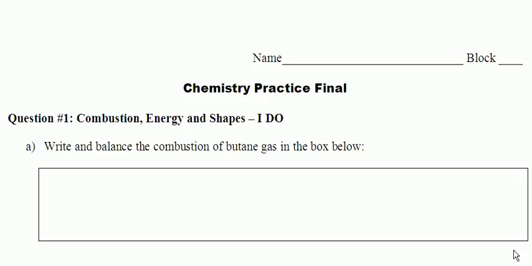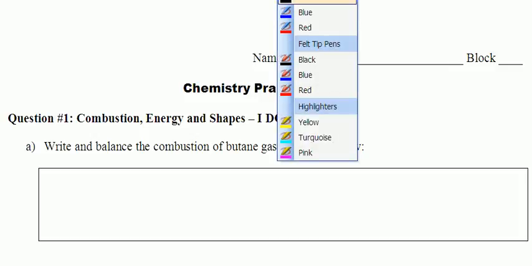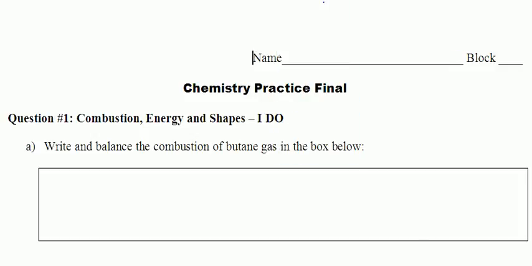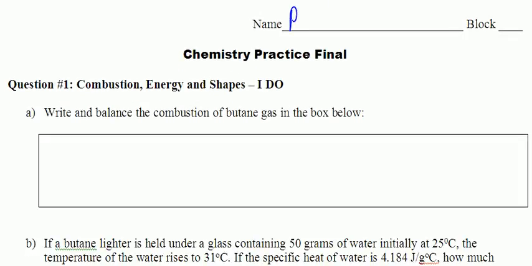Alright, this is question number 1 on the chemistry practice final. There will be 5 questions on the final. There are 10 on this practice final to give you some added practice. Okay, my name is Ramsey. And question number 1, write and balance the combustion of butane.